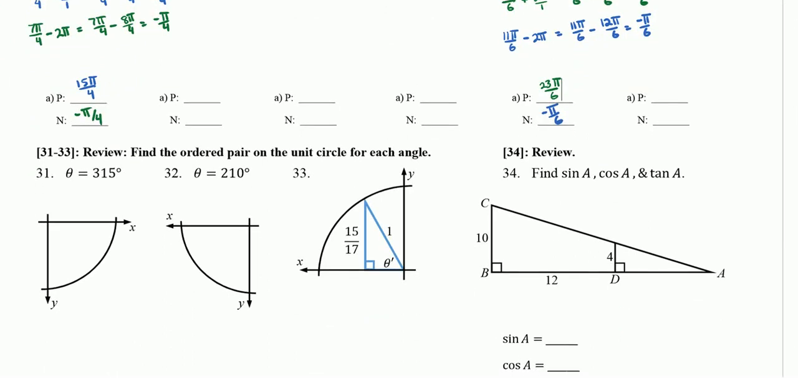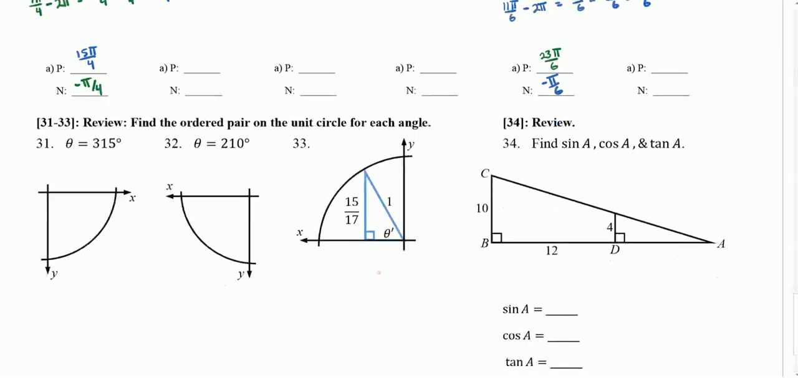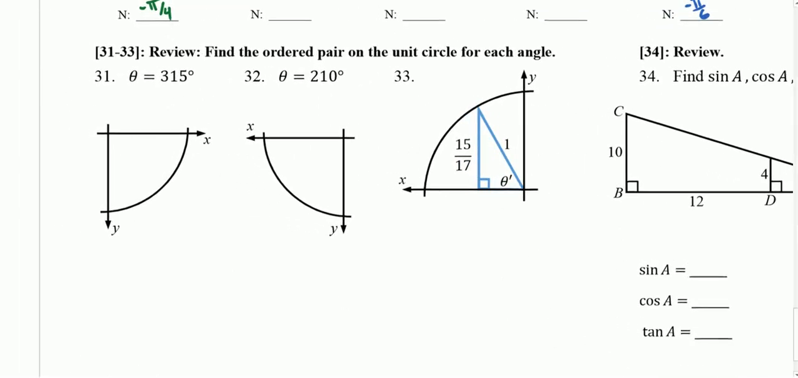For 31 to 33, it says review, find the ordered pair on the unit circle for each angle. So for 31, 315 degrees is in quadrant 4, so they're only showing us quadrant 4, because remember this is pointed down at 270, this is at 360, and so 315 is right in between, with a reference angle. The difference between 360 and 315 is 45 degrees.